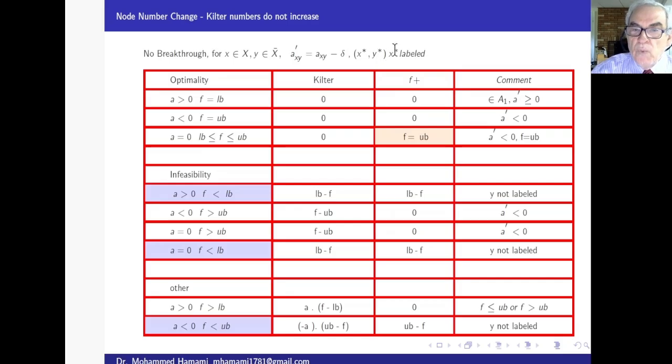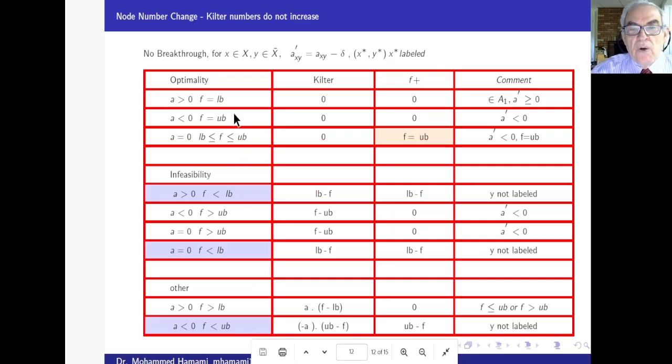Right? And when X star is labeled, that's the case. So for this, either X star is labeled or Y star is labeled. So let's do the X star label. When X star, the origin, is labeled, that means we want to decrease the flow on this arc. That's how we did the labeling process. So this arc X star, Y star cannot be in this state, this, or this, because here we cannot decrease the flow. We're going to make the Kilter number worse. So obviously X star, Y star is not in these three states.